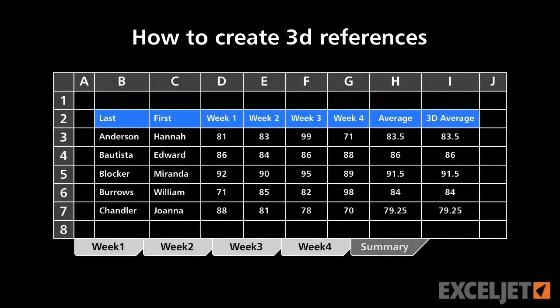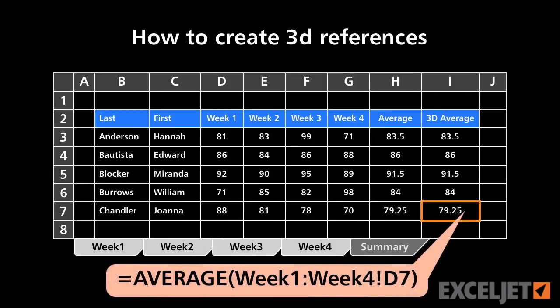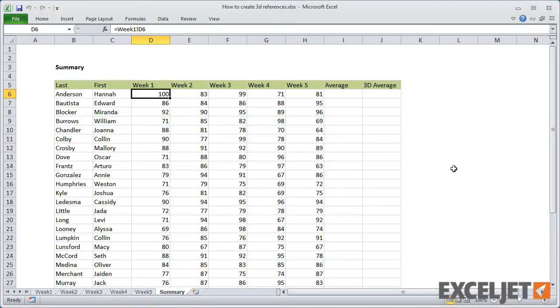Sometimes in Excel, you may want to reference a large number of sheets that have the same structure. In this case, you can use a special trick called a 3D reference. Here are the test scores we looked at earlier. The summary sheet is pulling in the results from week 1 through week 5.